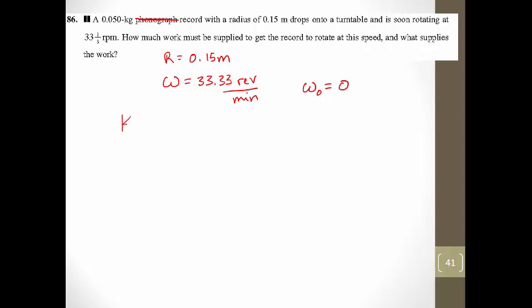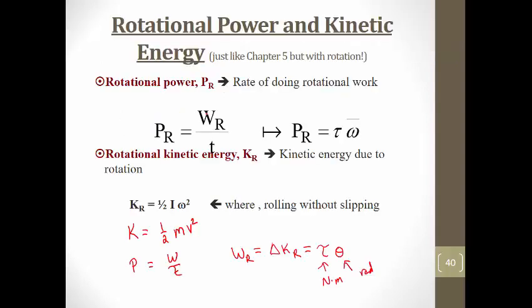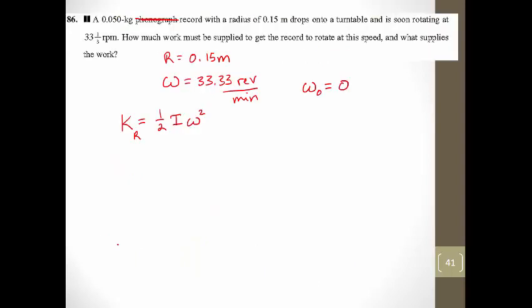So rotational kinetic energy is 1/2 times the moment of inertia times omega squared, exactly the same form as we had in chapter 5, just in rotational form. It's a record, a solid disk, kind of like a pulley. So the moment of inertia, rotating about its center of mass, is going to be 1/2 the mass times the radius squared. We do know the mass of the record is 0.0050 kilograms.